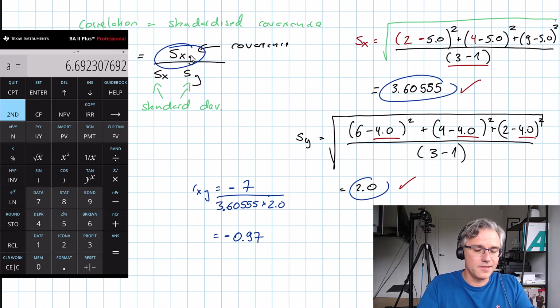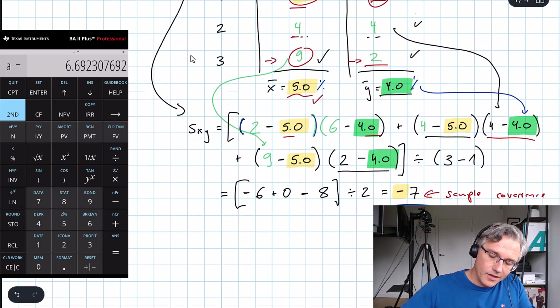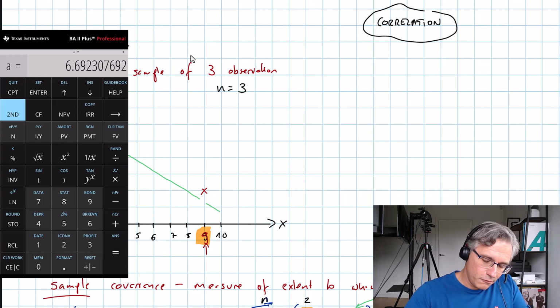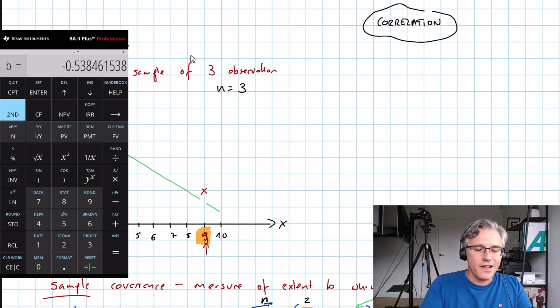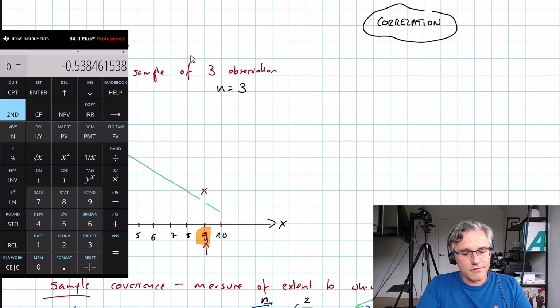Now, this will come in handy when you do regressions. This is the so-called intercept. So if you were to plot a straight line, it would probably intercept the y-axis at a point of 6.69. Well, pretty close to the line I drew here, and it would have a negative slope of minus 0.538. That's what you do when you get to linear regression.